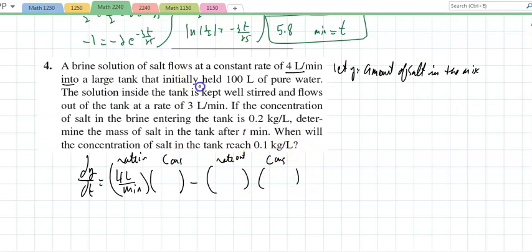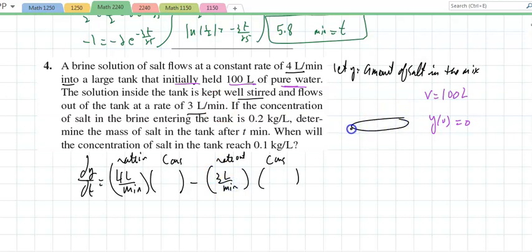It says initially held 100 liters. The initial volume is 100 liters, and the initial amount of salt, if it has pure water, is 0. There's no salt. You had 100 liters of pure water in this tank, and you started adding a mixture at a rate of 4 liters per minute. The solution inside the tank is kept well stirred, that's always the case, and flows out at a rate of 3 liters per minute. So let's see how this works.